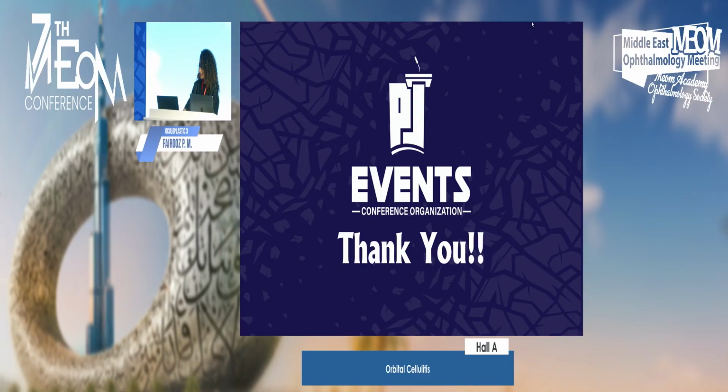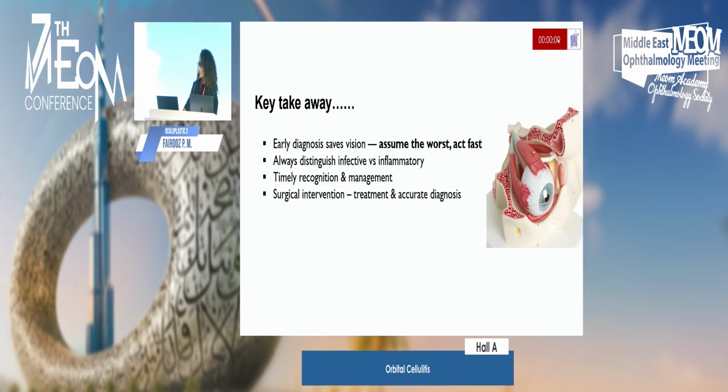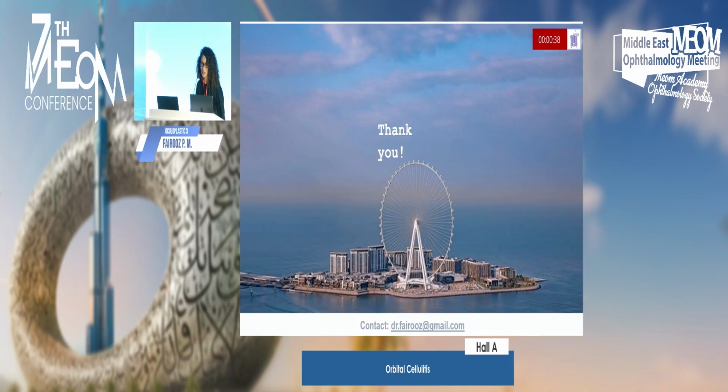So can I just have two more slides to go here? So the key takeaway is early diagnosis saves vision in orbital cellulitis, be it infective or non-infective. You assume the worst because the vital structures in the orbit are so very important, including the nerve and the muscles. So always distinguish between infective and inflammatory. And surgical intervention is important as a treatment and to get an accurate diagnosis. Thank you so very much for your patient listening.